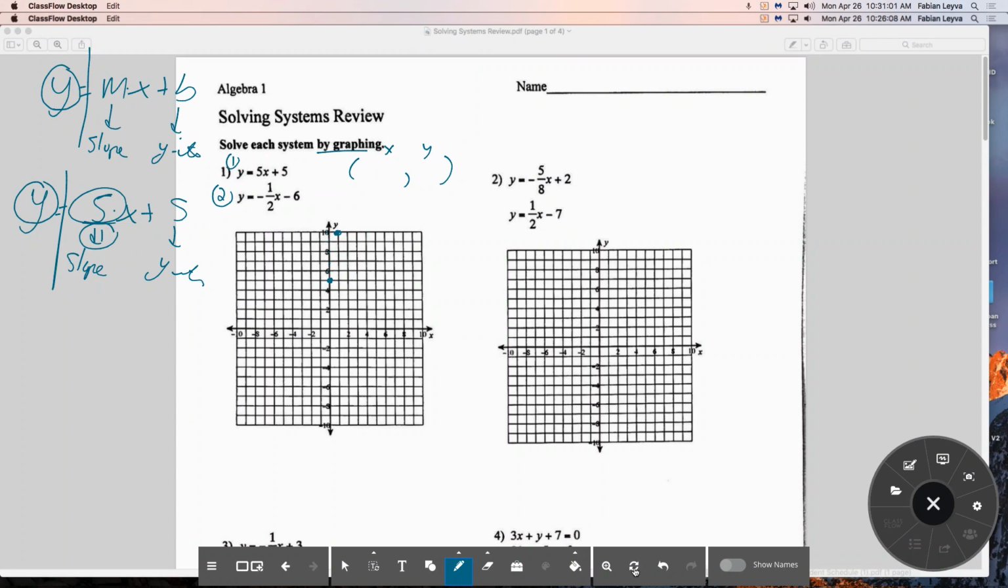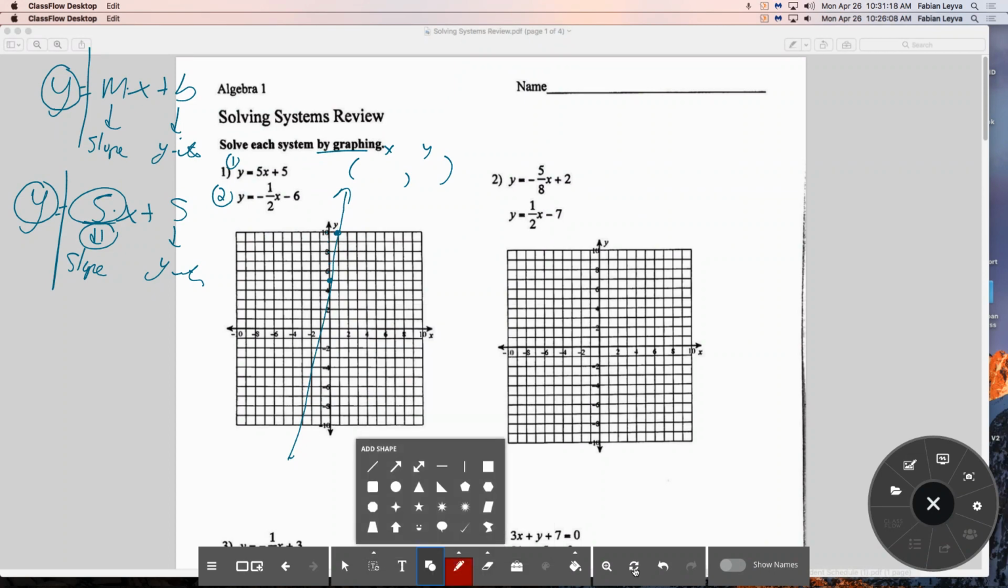So what's really important is going to be those rulers, because you're looking to see where these two lines intersect. So you need to be as accurate as possible. And you'll see that on this Promethean board it's pretty hard. But I'll try my best to be as accurate, and then you have your ruler to help you out. All right, let's go ahead and graph our second one.